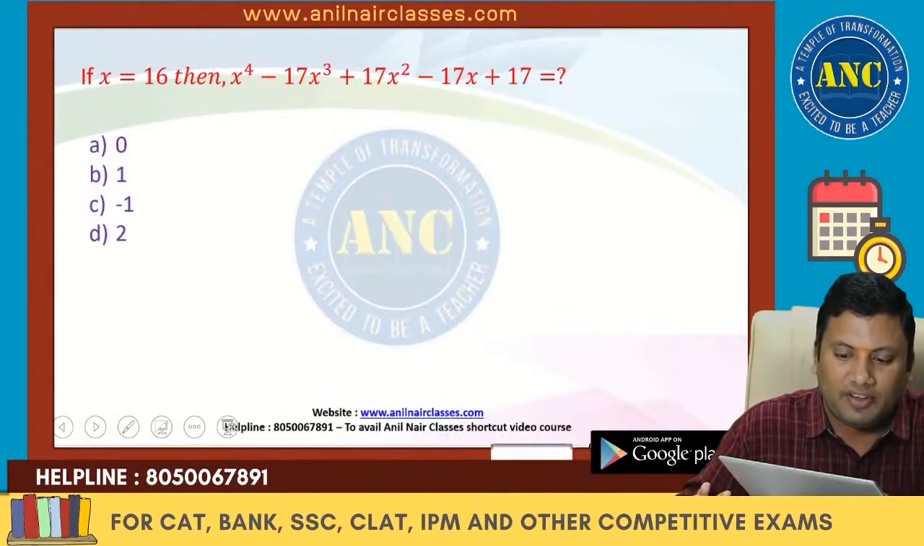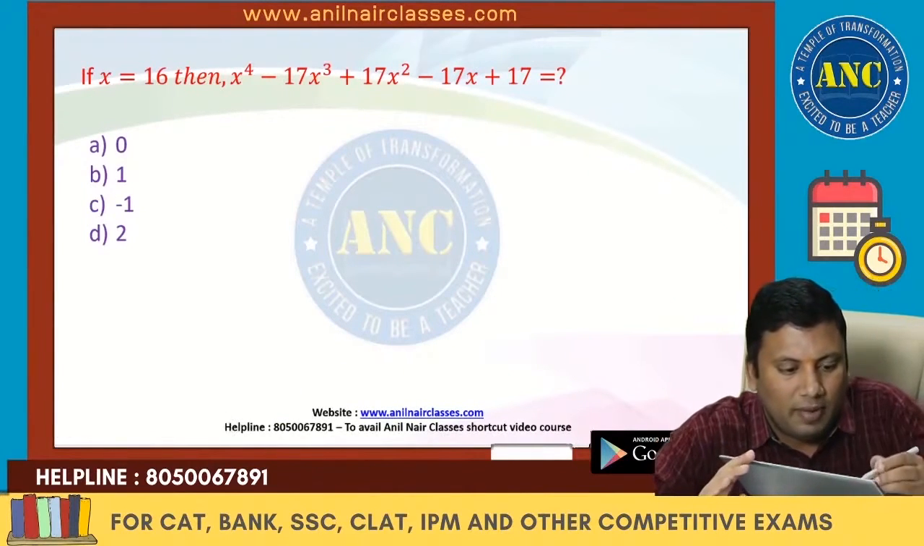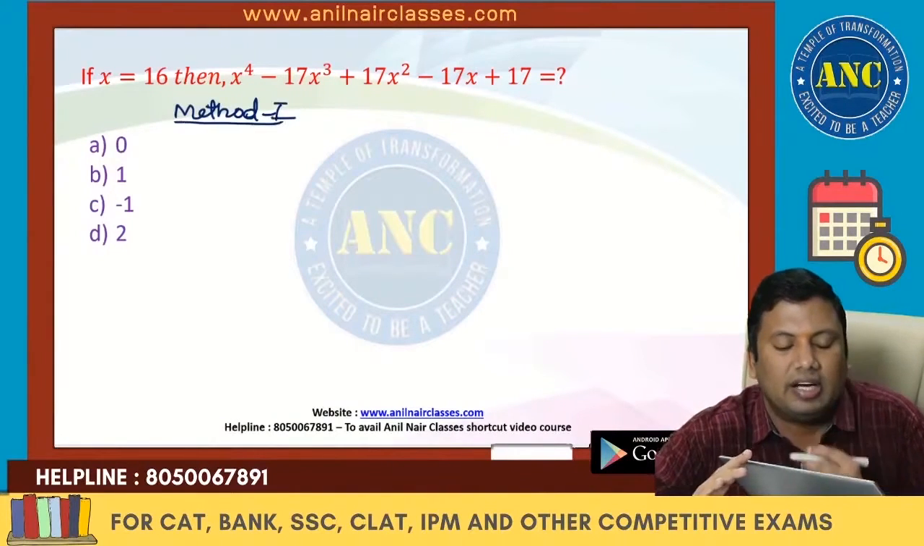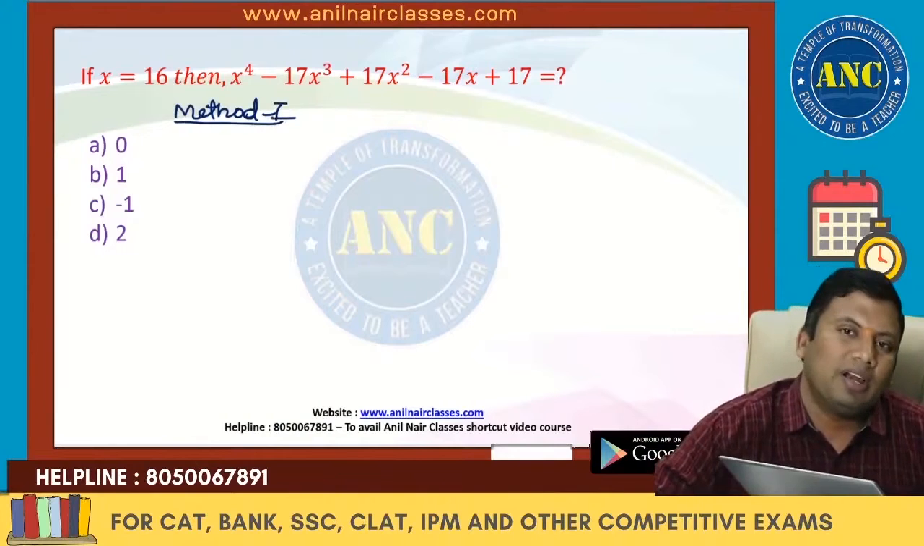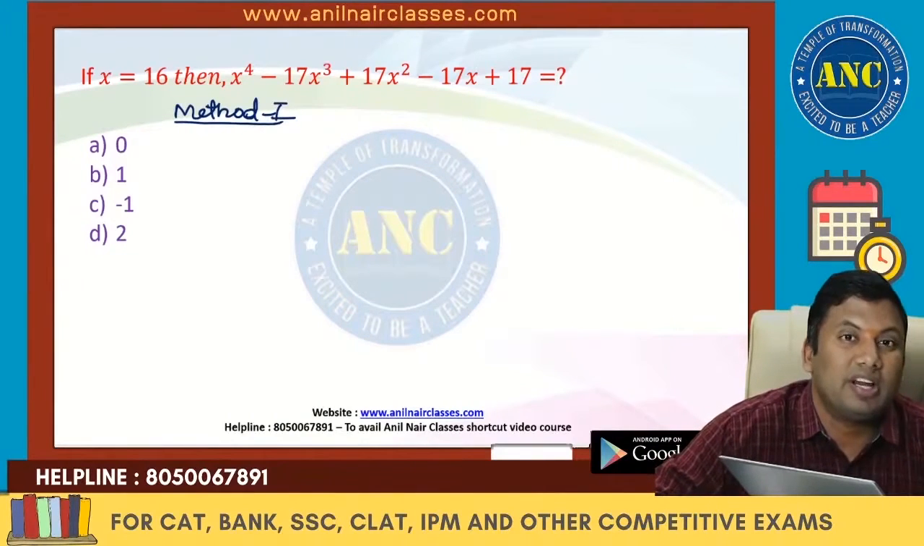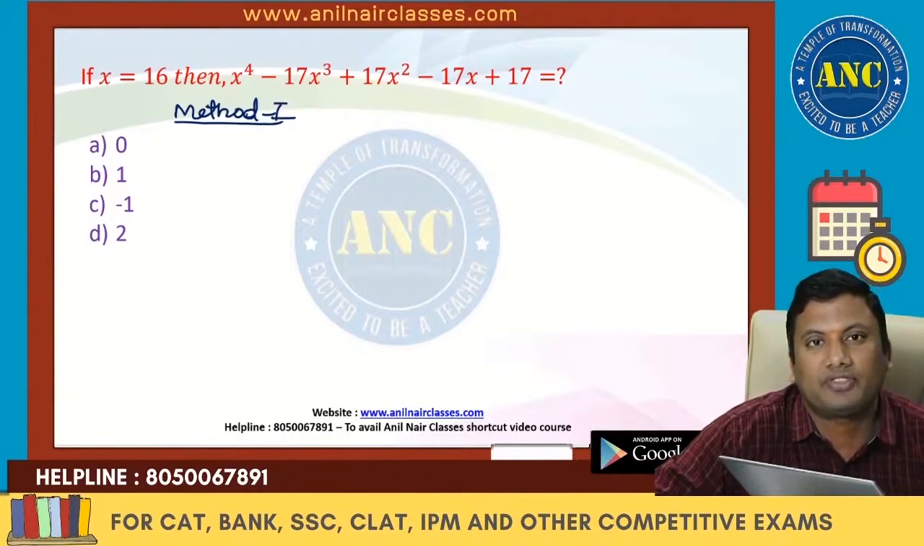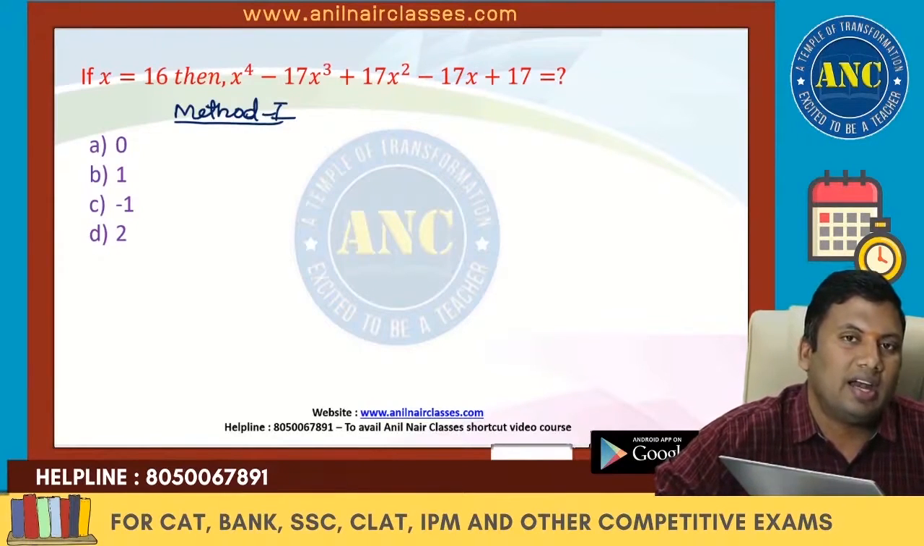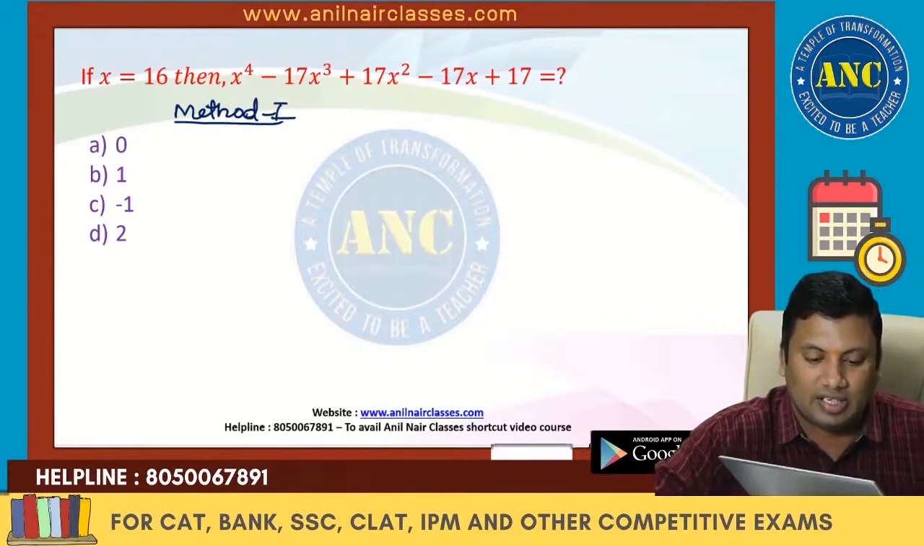Now, see the first question. I will solve this problem in multiple methods. You take any method that is possible. Method number 1 is the traditional method. Method number 2 is ANIL NAIR's way of solving without answer options. Method number 3 is ANIL NAIR's way of solving with answer options.